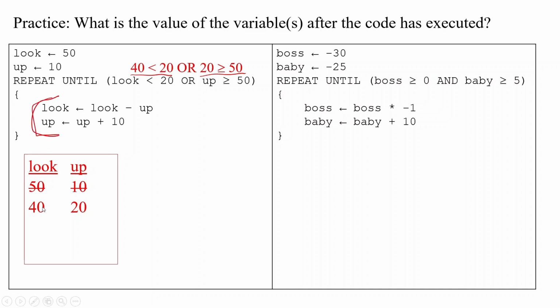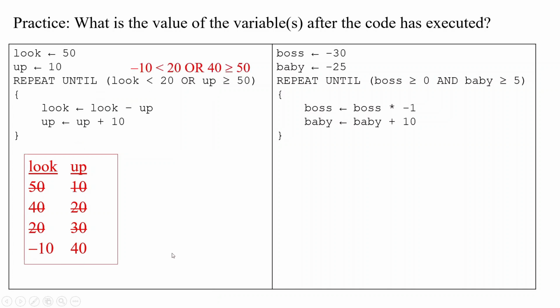Okay. I take look, which is 40, and subtract 20, which is up. So I get 20, and then 30 gets added to up. I check my condition. Is 20 less than 20? No. Okay, careful. There's no equal to there. 20 is not less than 20. That's false. 30 is not greater than or equal to 50. That is also false. So I run the 2 lines of code again, which gives me 20 minus 30, which is negative 10. And then I add 10 to 30. So I get negative 10 and I get 40.